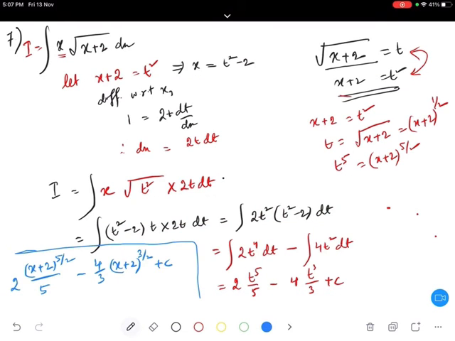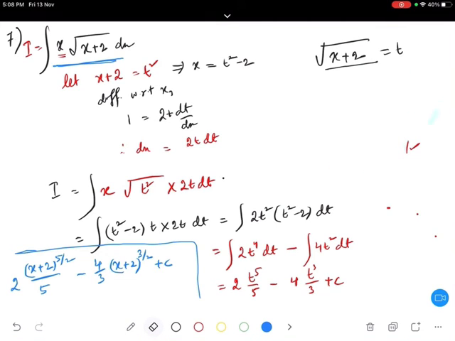Which one? You are substituting this part. Do one thing, you solve it. Which part? Acha, you are telling me to substitute the square root of x plus 2 as t. If I substitute that, I will just tell you here what I will get.